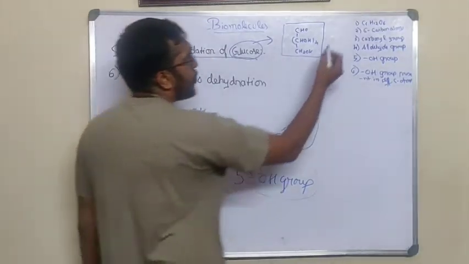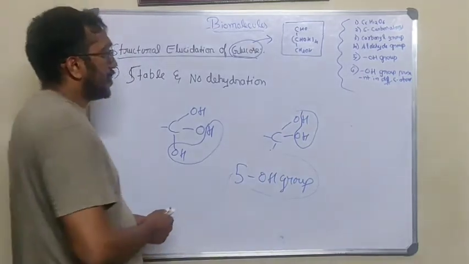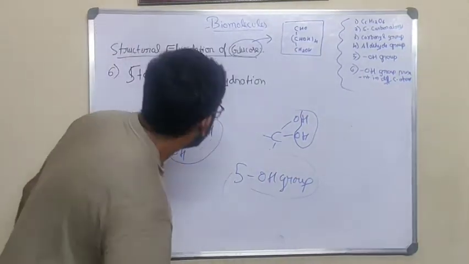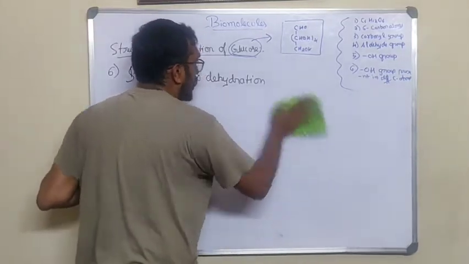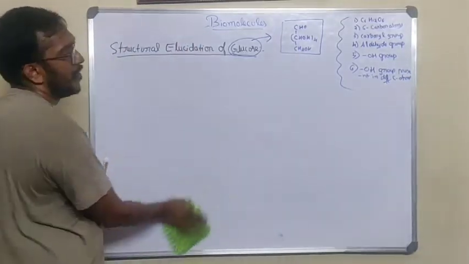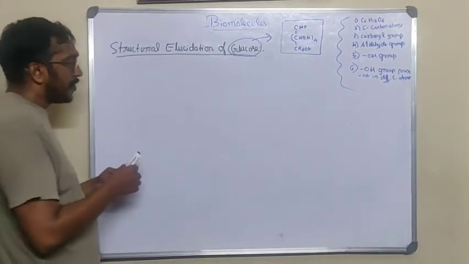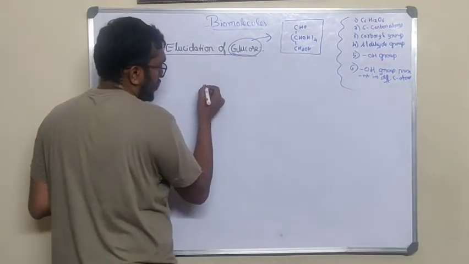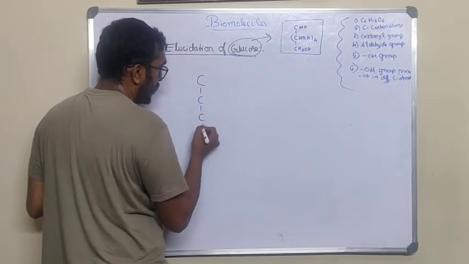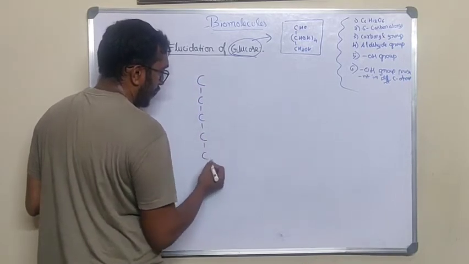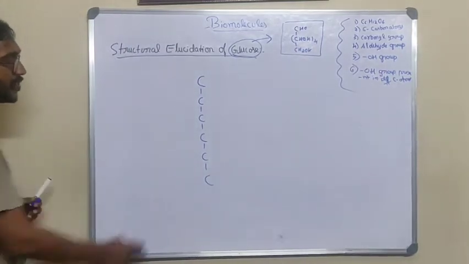From all these points, Fischer, his name is called Fischer. He has given the structure of glucose. So the Fischer structure of glucose will be what? There are 6 carbon atoms: 1, 2, 3, 4, 5, 6.